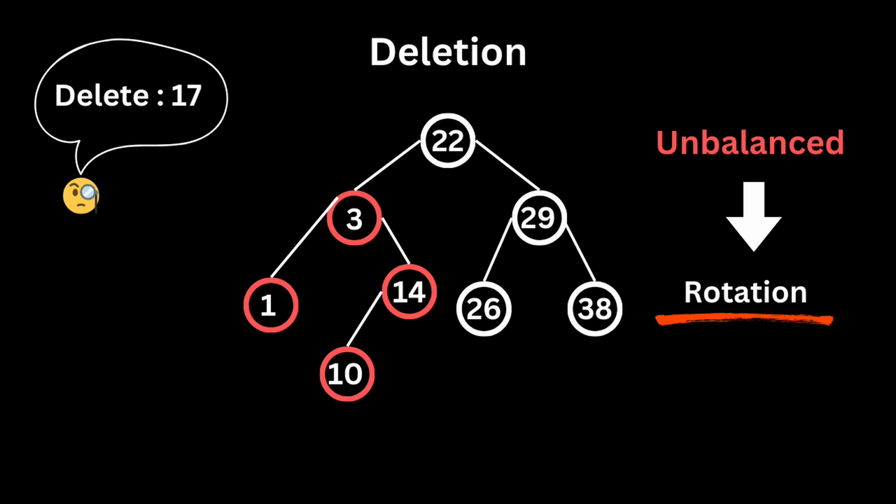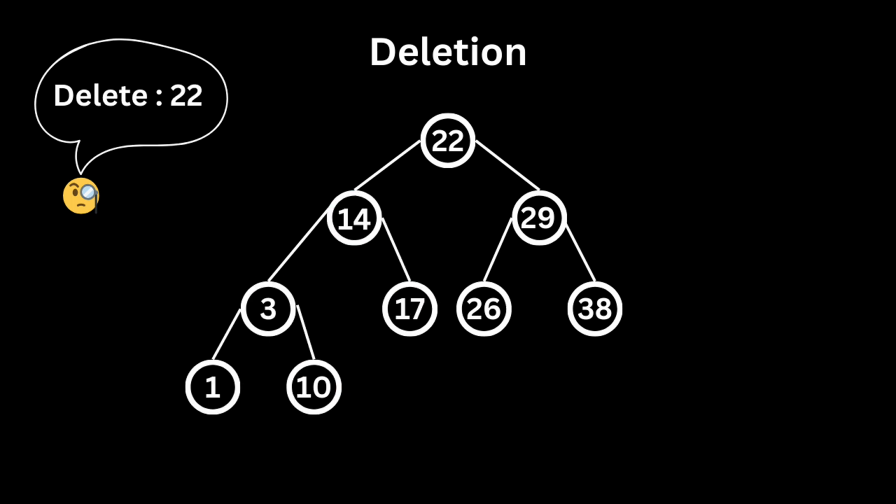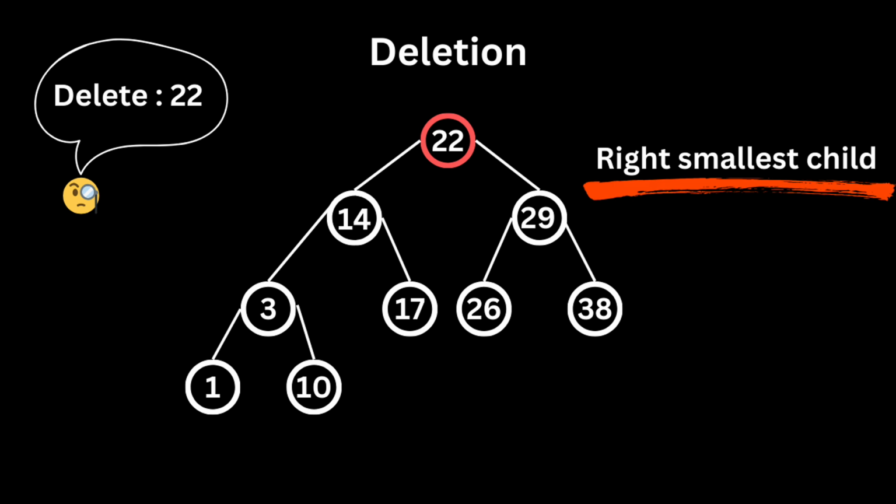Now, let's look at another example. Let's go back to our original tree setup. This time, we're deleting 22, which happens to be the root. First step. We remove 22. Now, which number should take the place of 22? Remember, we always take the smallest child from the right subtree to swap in. It turns out, everything's still balanced after this swap, so no rotation needed this time.